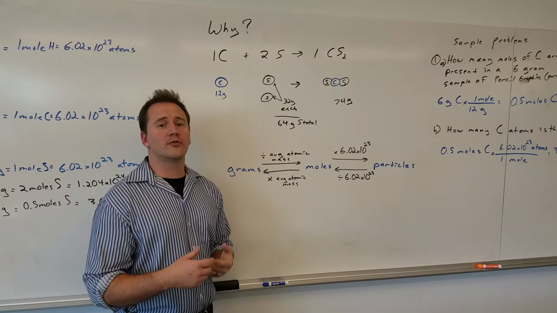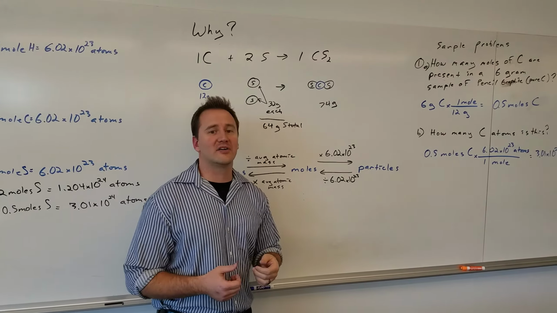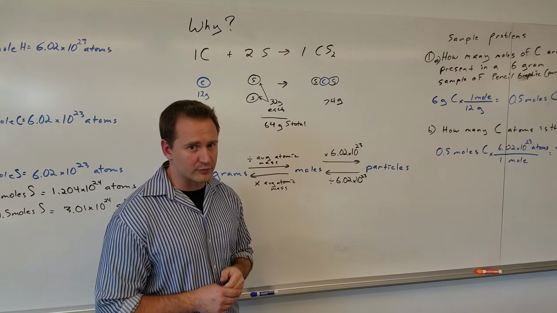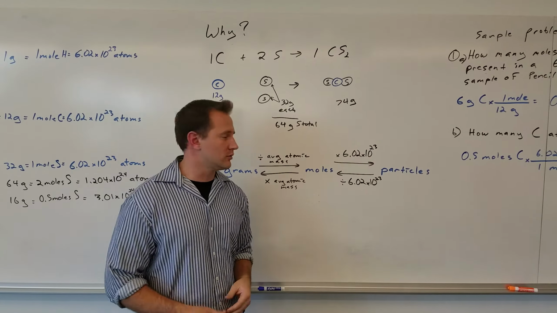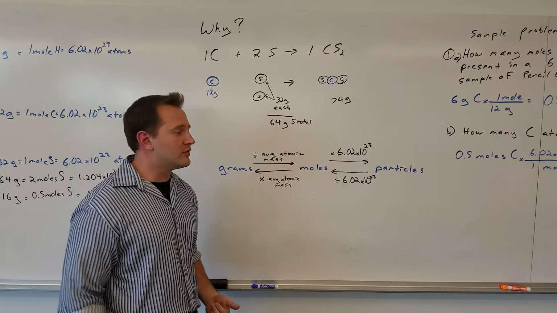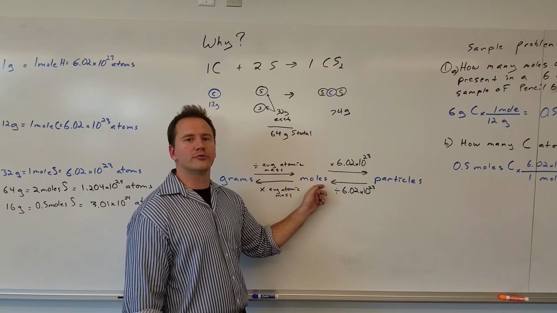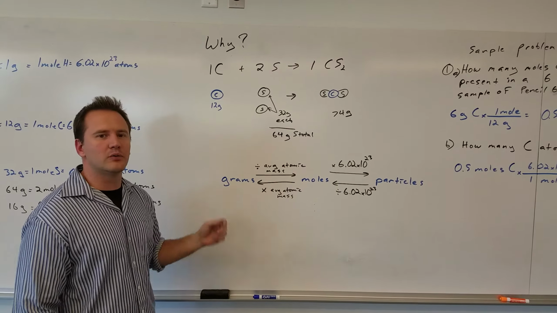If we then wanted to go further and figure out how many particles that would be, we would then multiply by Avogadro's number to figure out how many particles we have, whether it's atoms, molecules, or anything really, as long as that's what we're describing. We could also go the other way. If we knew how many particles of something we had, we could figure out how many moles we have, and then we could figure out how much that would weigh.